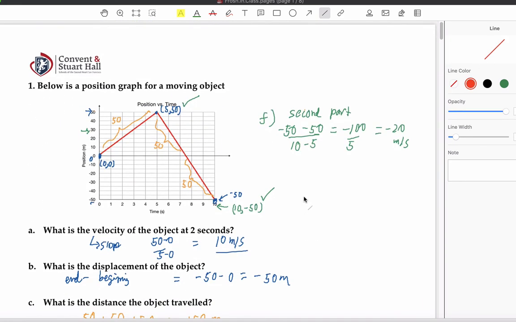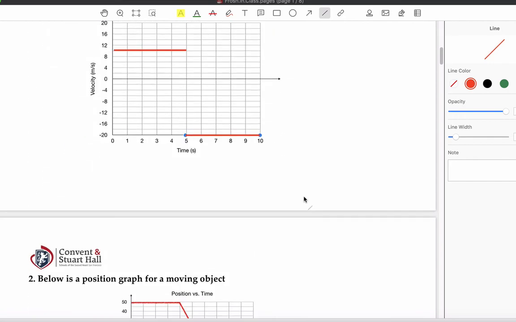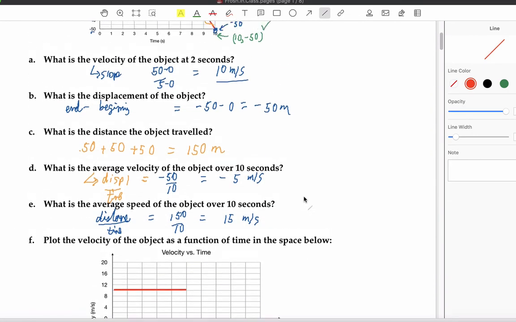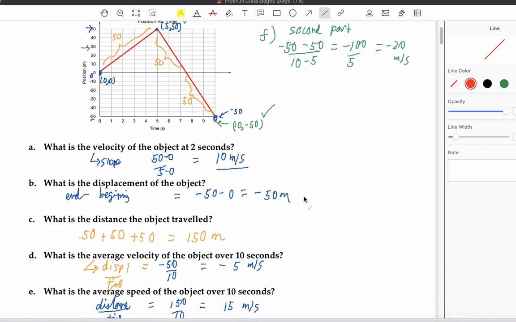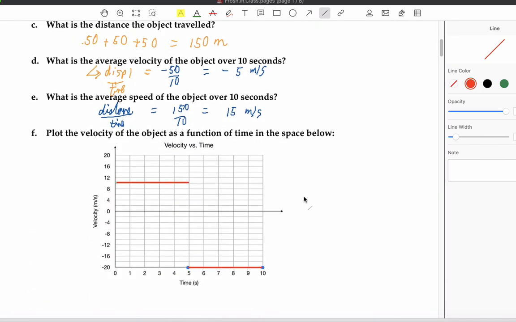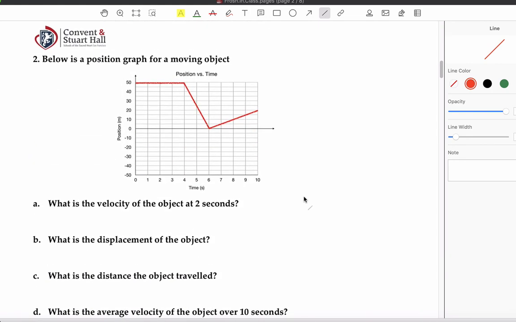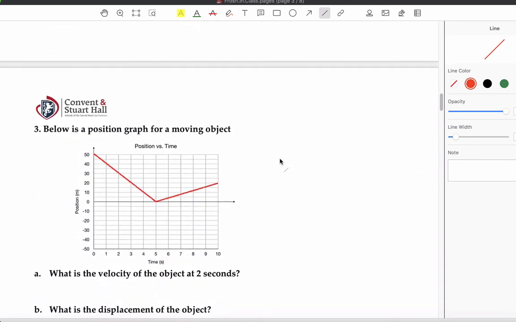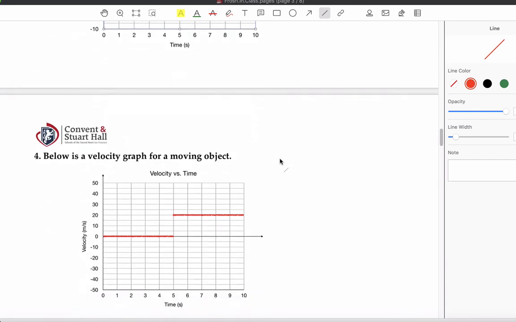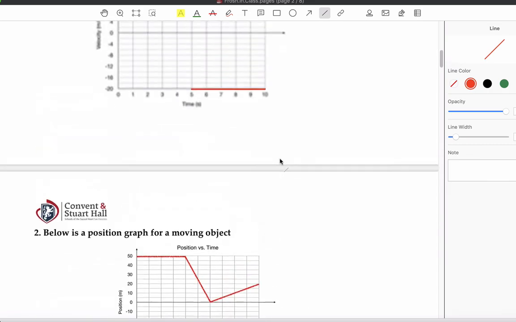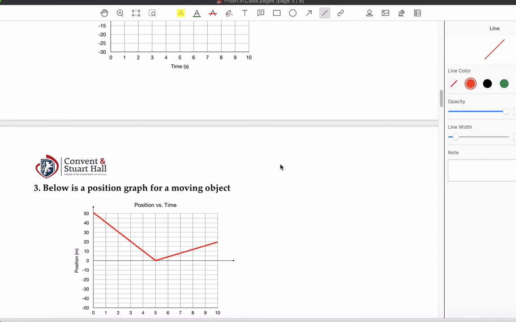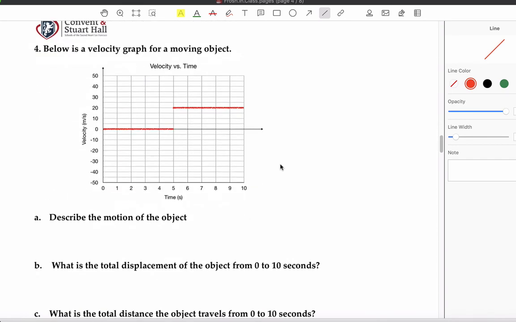So that is question number 1 on the position graph. And I want you to attempt that. So that should be problem 1 that should help you out. And I want you to take a look at problem 2 on your own. Also problem 3 on your own. So basically problems 2 and 3 are based on problem 1. And in the next video, I'll take a look at problem 4.